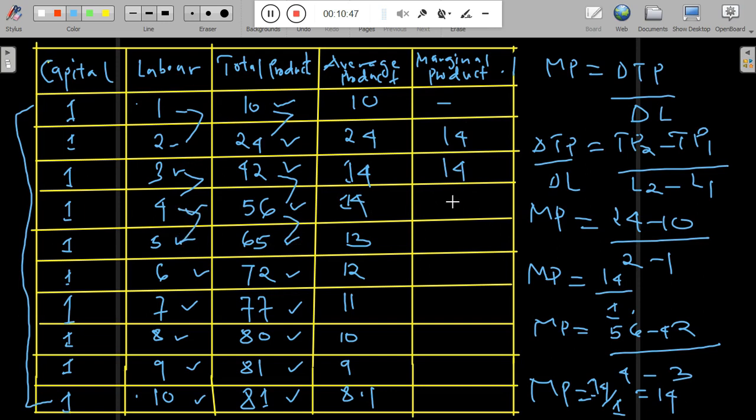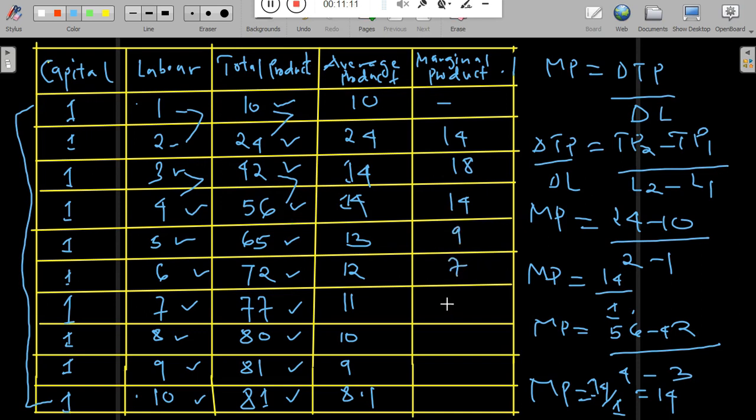The same applies for the next space. We take the total product 2 minus total product 1 divided by labor 2 minus labor 1. You do the same procedure and apply the same formula, change of total product over change of L, so you fill out the blanks as you observe. That is how we do the production parameters. As you can observe, the average product starts from 10 up to 8.1, and the marginal product starts from the first blank up to 0.